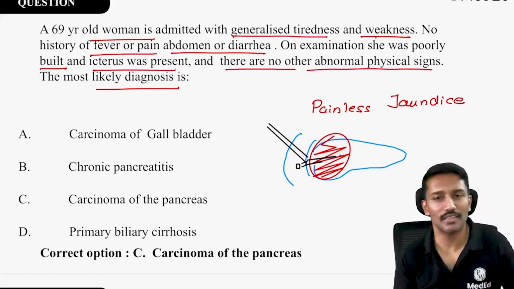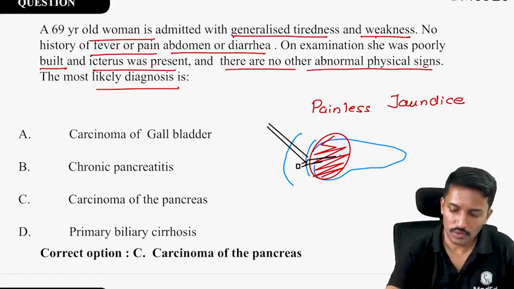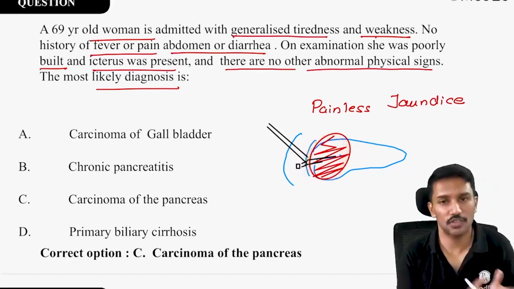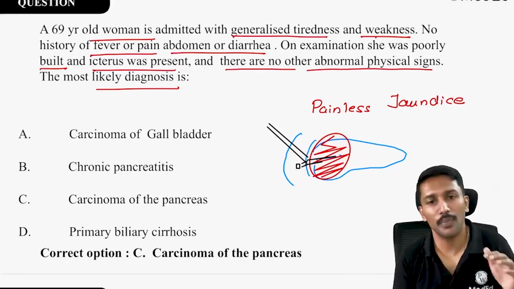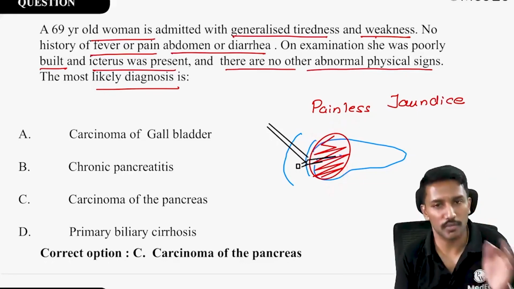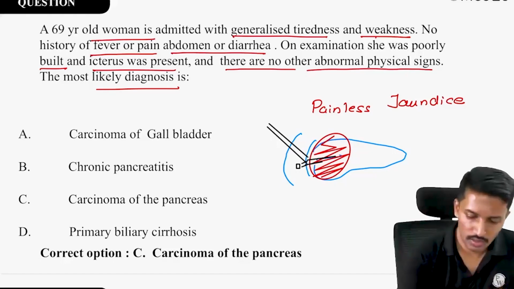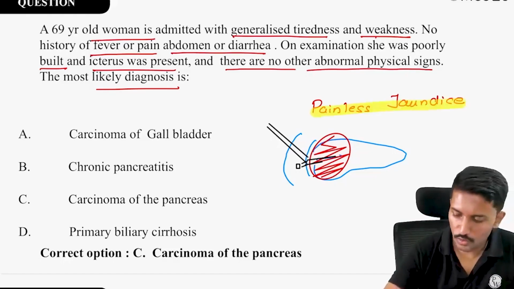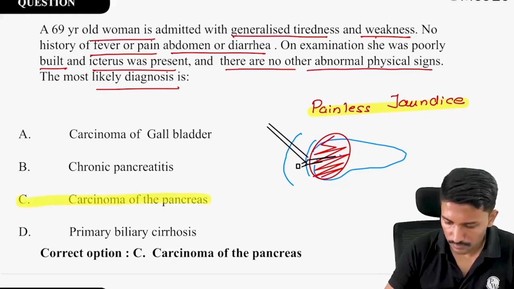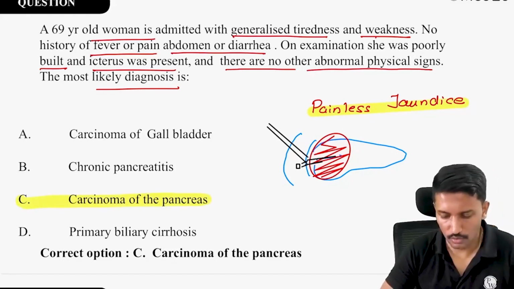So it presents as obstructive jaundice, but because it is not very pain sensitive and not invading the pain-sensitive structures initially, you will have painless obstructive jaundice. As it invades the surrounding structures, pain will appear, but to start with, it is painless jaundice. So anytime a question talks about painless jaundice, think of carcinoma of the pancreas.